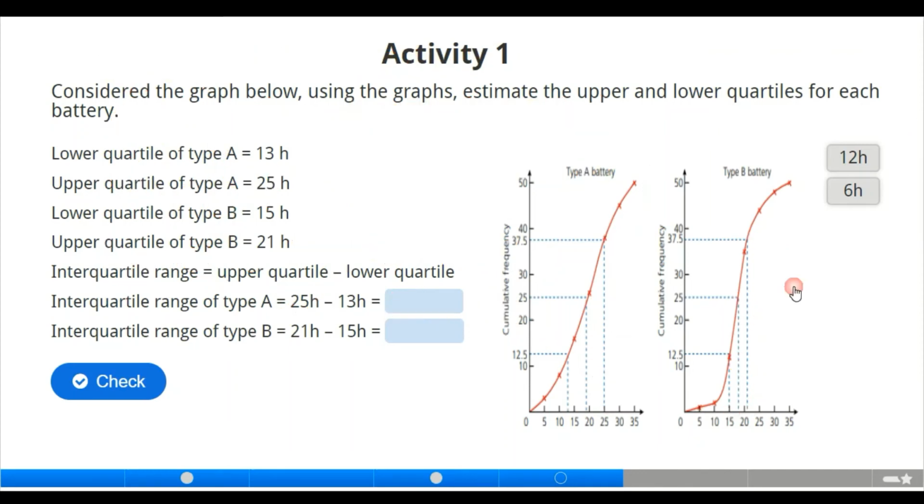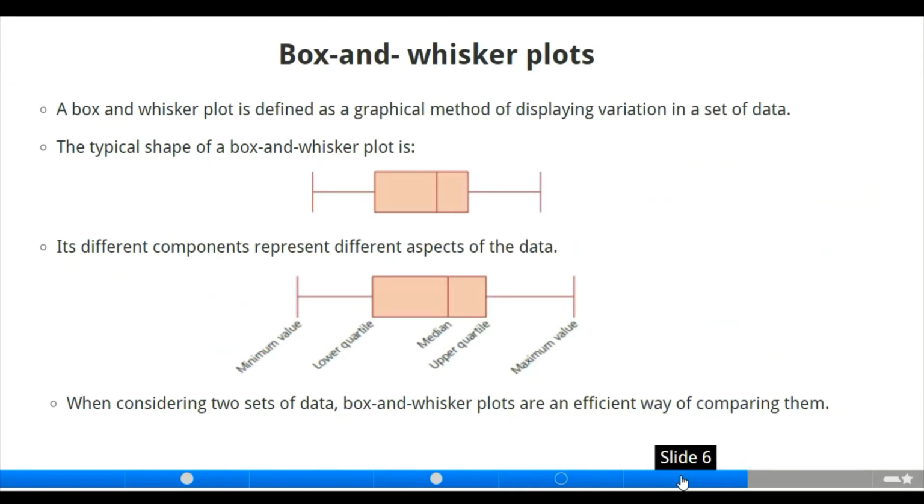Now let's look at the next class activity, which is the box and whisker plot. A box and whisker plot is defined as a graphical method of displaying variation in a set of data. So we have an example of how it looks. The minimum value starts here, then the lower quartile Q1, the median Q2, the upper quartile Q3, and the maximum value, which is the highest value of the given information. When considering two sets of data, box and whisker plots are an efficient way of comparing them.